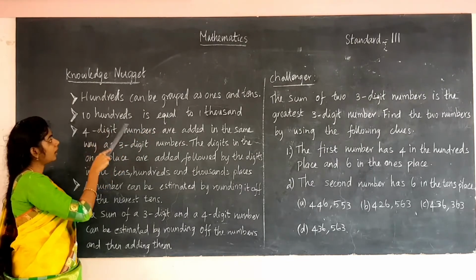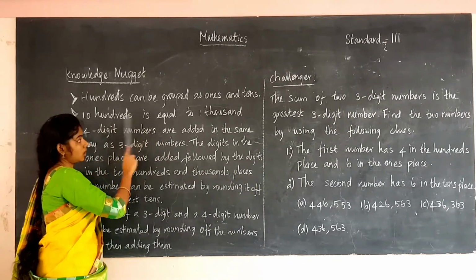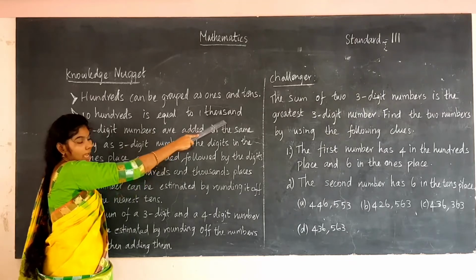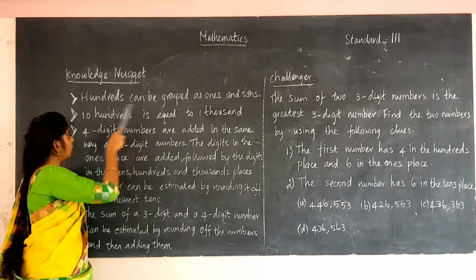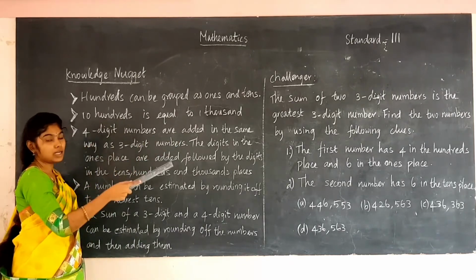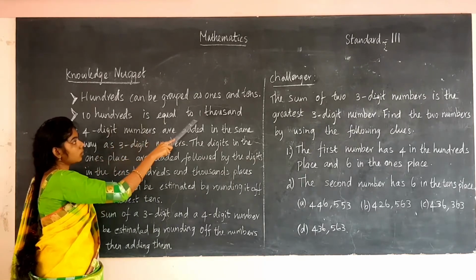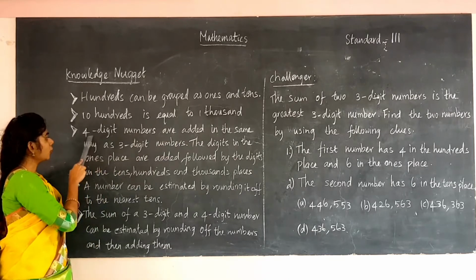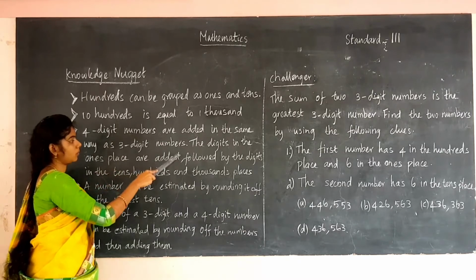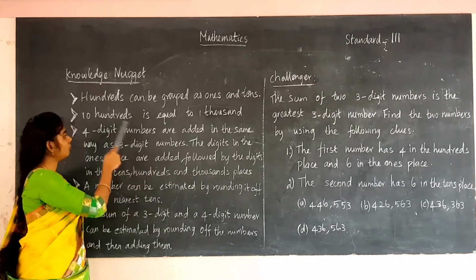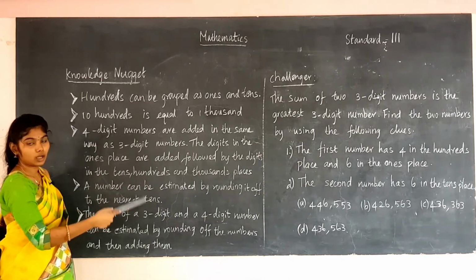And next, 10 hundreds is equal to 1,000. So you know 10 hundreds will make 1,000. 1,000 has how much? 10 hundreds it will have. You all know that flats will make one block. So 10 hundreds is equal to 1,000. And the next one: 4-digit numbers are added in the same way as 3-digit numbers. As we add 3-digit numbers, we add 4-digit numbers also: at first in the ones place, then tens, then hundreds. This is for a 3-digit number.